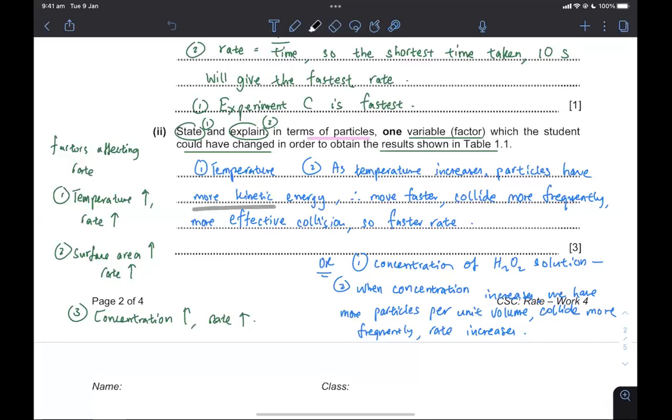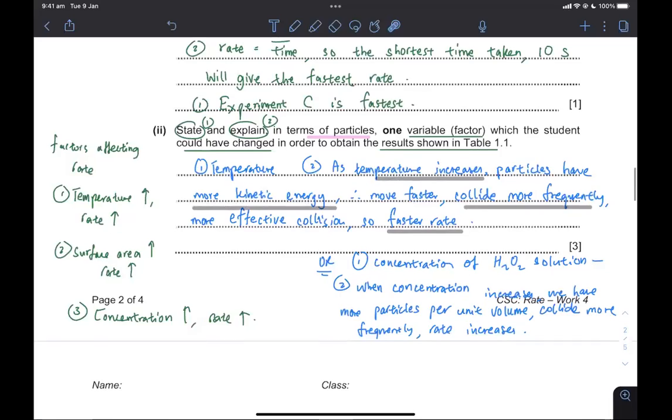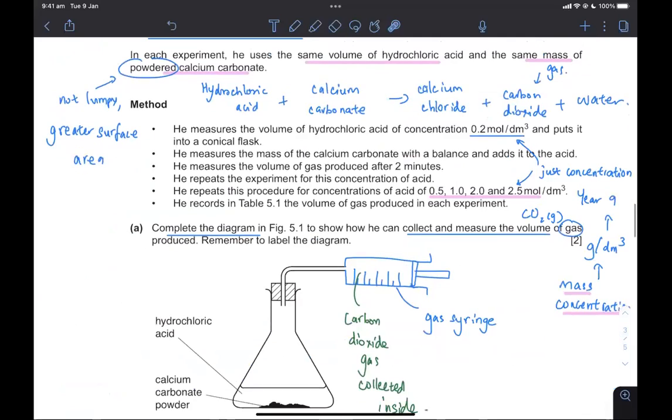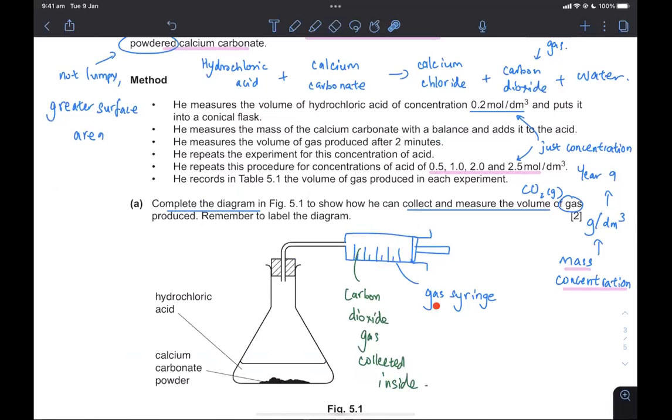These are some of the key words. You have more kinetic energy when temperature increases, collide more frequently, faster rate. Key terms, just like that, you get 2 marks for that and 1 mark for the temperature. This is a carbonate plus acid, you get carbon dioxide, and there's the gas you're collecting, gas syringe.